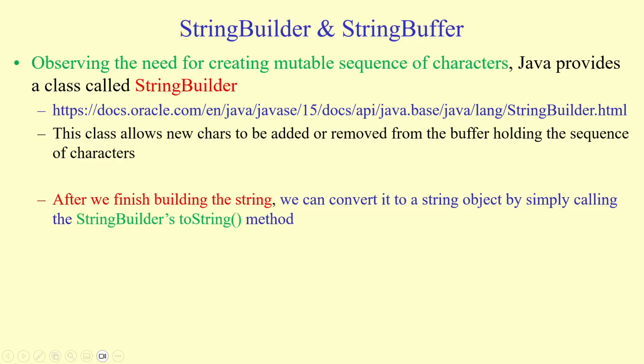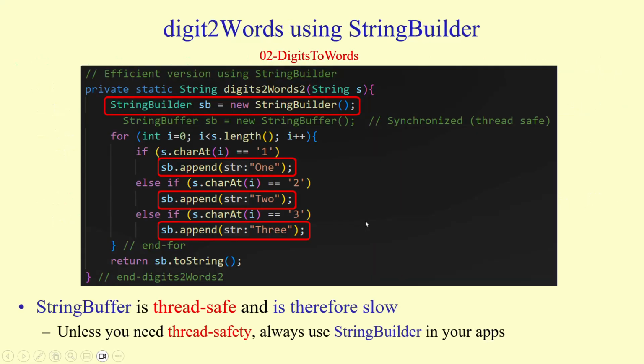So observing the need for creating mutable sequences of characters, Java provides a class called StringBuilder. This is the documentation for it. This class allows new characters to be added or removed from the buffer holding the sequence of characters arbitrarily. This is now very similar to the C++ string, which was mutable. After we finish building the string using StringBuilder, we can always convert it to an immutable string object by simply calling the StringBuilder's toString method. That's what we are going to do at the end.